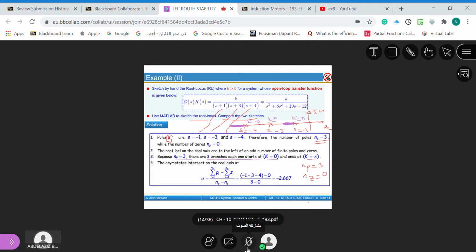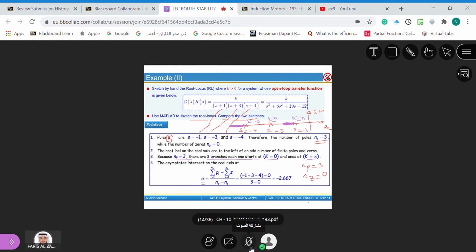Now we will see the asymptote. Since it is at 0 and goes to infinity, for sure there is an asymptote. How do we calculate it? We calculate it like this. Sigma will be the summation of poles minus the summation of zeros, over the number of poles minus the number of zeros. If you sum up your poles, guys, can someone sum the poles for us? Minus 1, minus 3, and then minus 4. How much does this give? Minus 8.